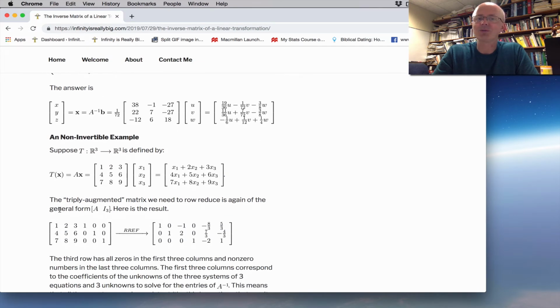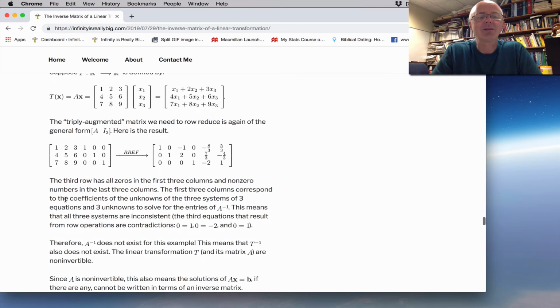Here's a non-invertible example, and it's kind of a funny non-invertible example. If we're feeling not very creative and we make our matrix be 1, 2, 3, 4, 5, 6, 7, 8, 9, it actually, amazingly, turns out to be non-invertible. That wouldn't be something you'd necessarily expect, but it is the case. And the reason that it's not invertible is because if you go to reduced row echelon form, what's on the left here does not end up being the identity matrix.